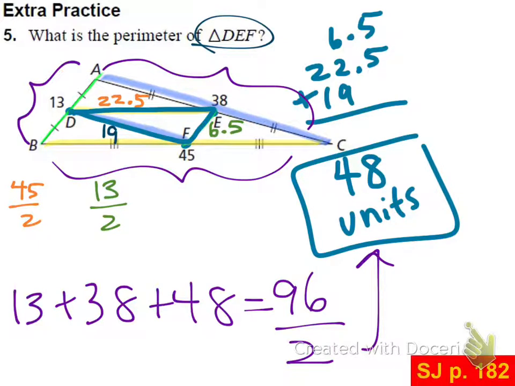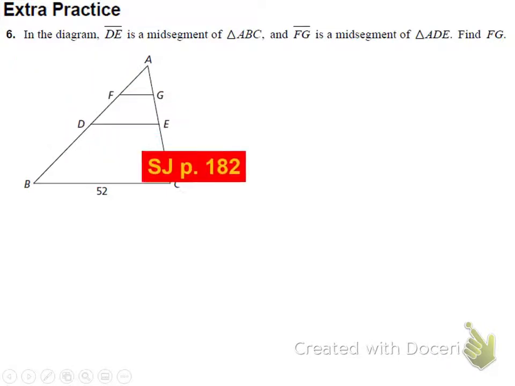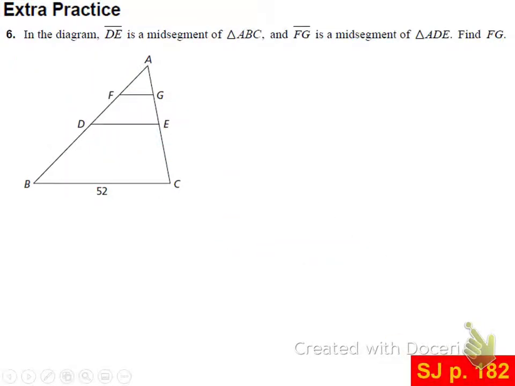The next question, we got 2 more, and then we use our whiteboards. In the diagram, segment DE is a midsegment of triangle ABC. So I'm going to stop there and find the length of DE. What is DE parallel to? BC. So is DE the half or the double? It is half. Half of 52 is? 26.